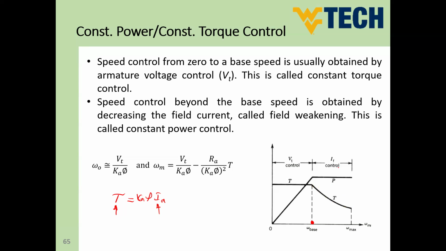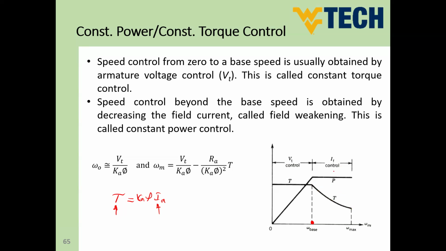How can we do that? It's still armature current control. So you control the armature current in order to keep your power constant. Okay, guys, how can we do this? By reducing the field current.